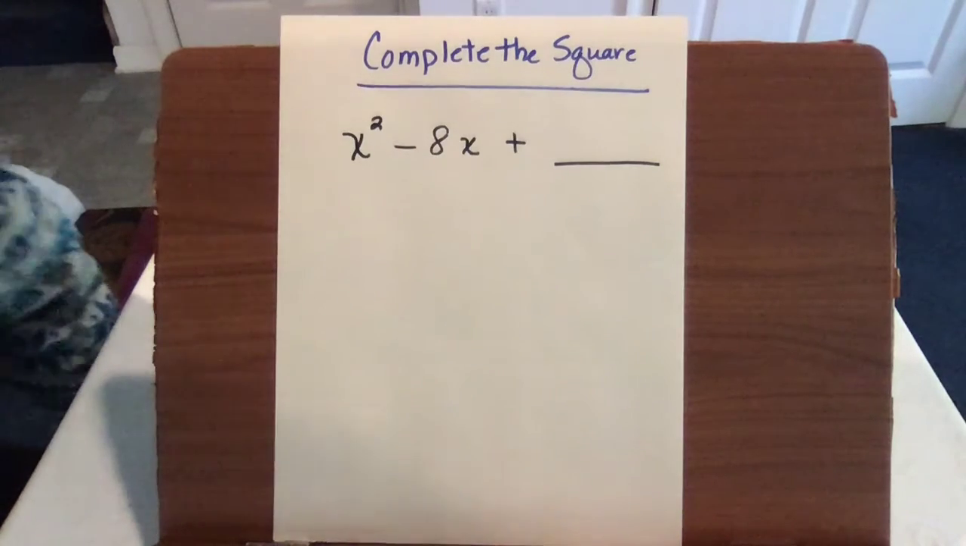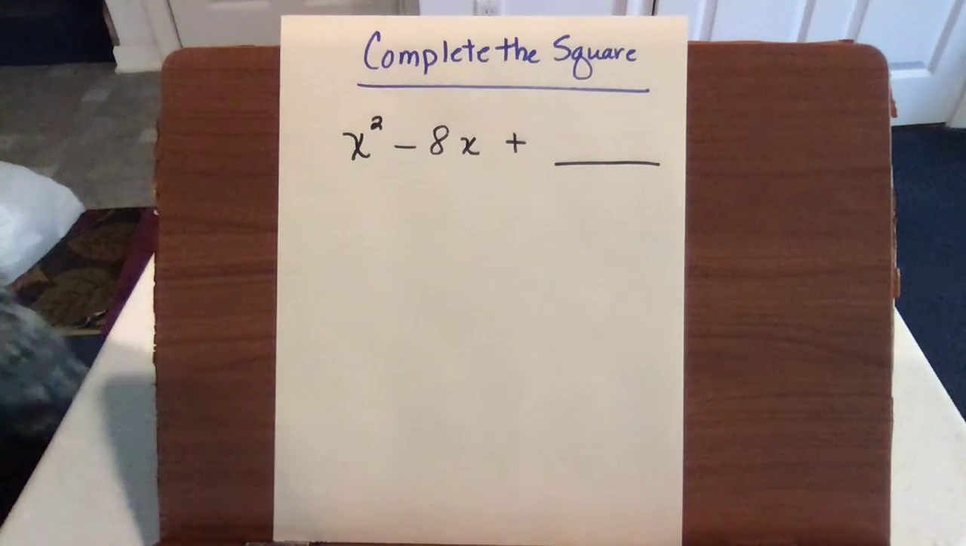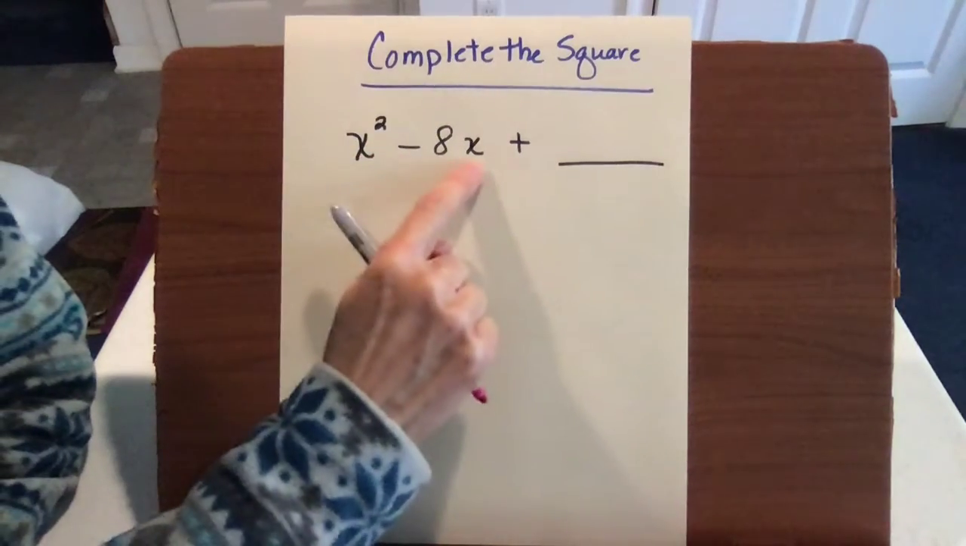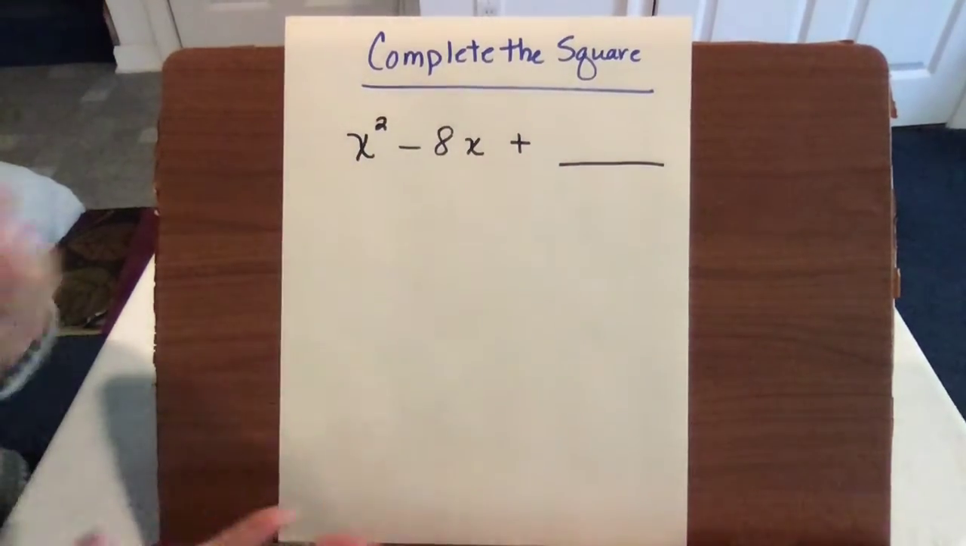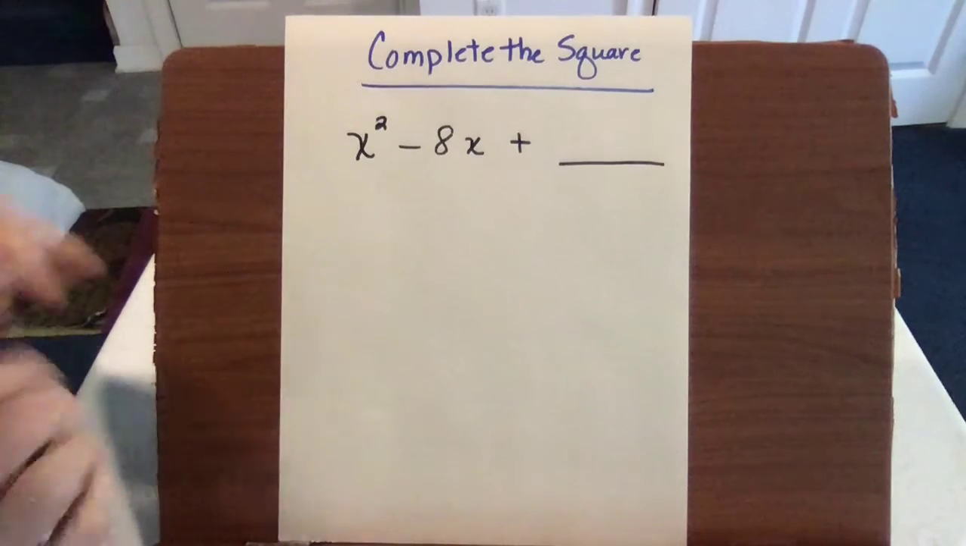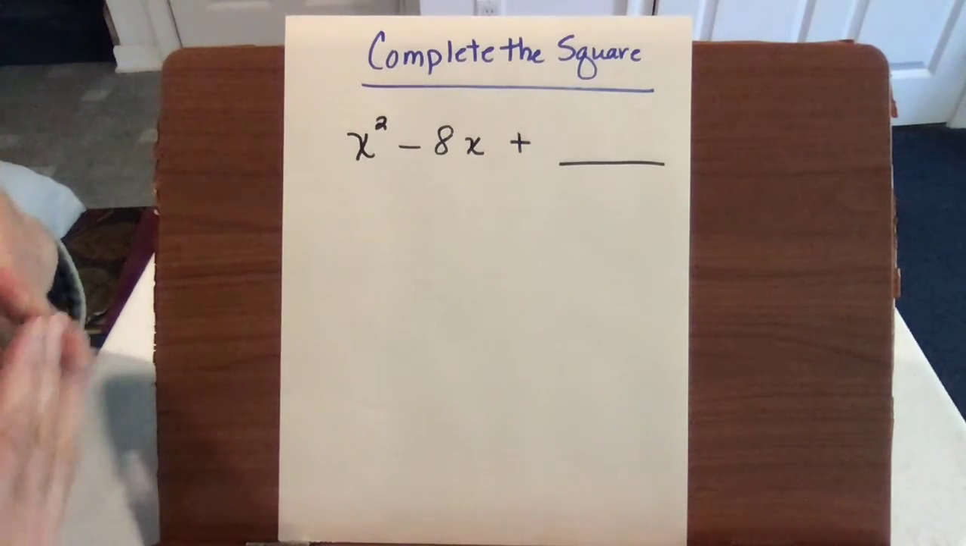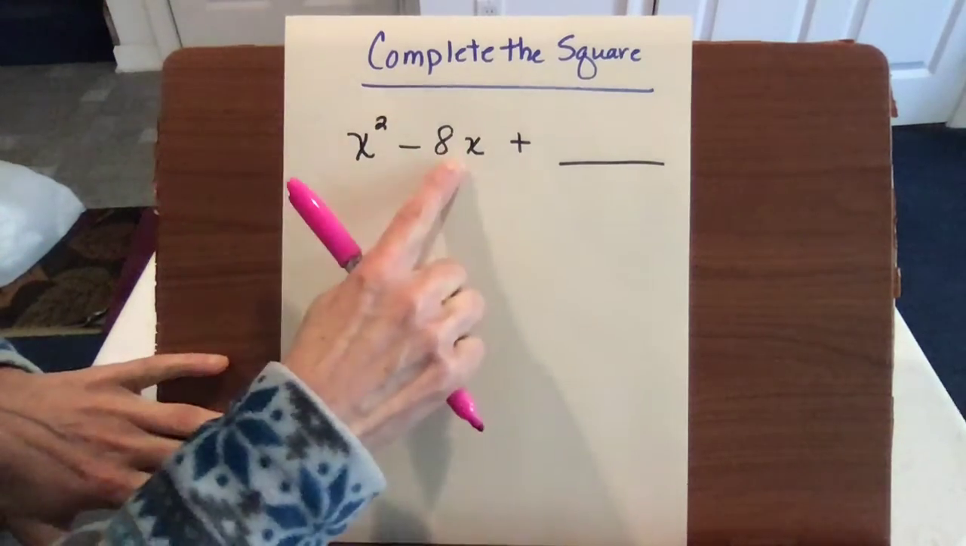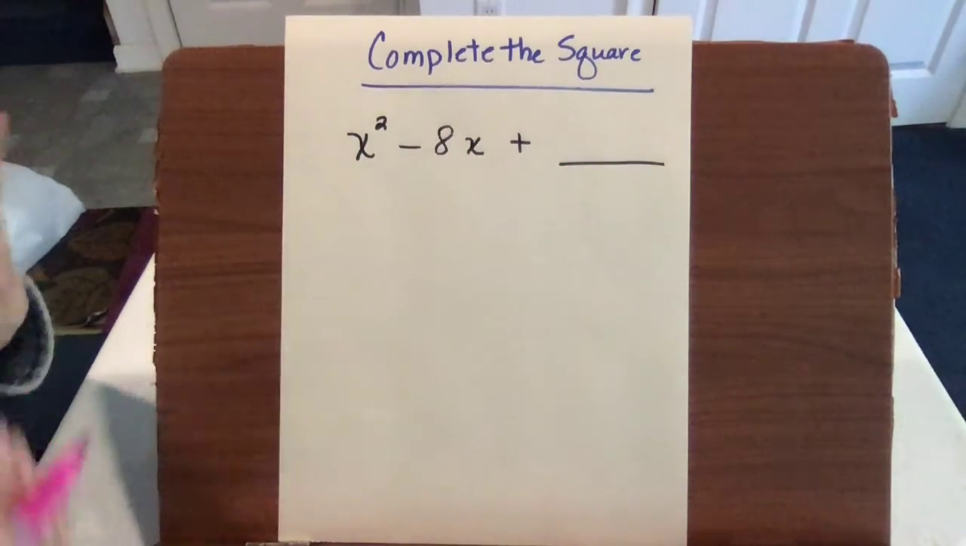All right, today we're going to complete the square. So this is how we do this. We have x squared minus 8x plus some number. We don't know what it is, so we're going to figure out what it is so we can get it into standard quadratic expression form, which is ax squared plus bx plus c, where c is just a number.